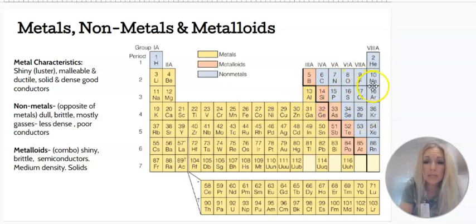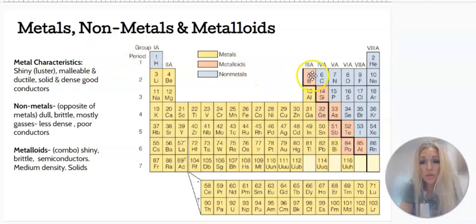So again, opposite characteristics. And then metalloids are in the middle, and as to be expected, they've got some characteristics of both. So metalloids tend to be shiny like metals, but brittle like nonmetals. Instead of good conductors or poor conductors, they tend to be semiconductors. They have a medium density compared to metals and nonmetals, and they tend to be solids at room temperature. So that's the general information about metals, metalloids, and nonmetals.